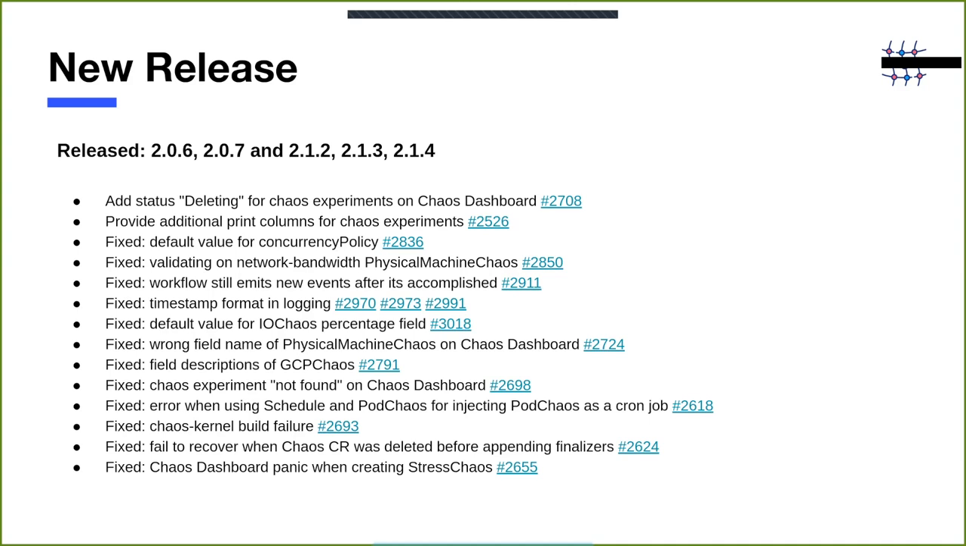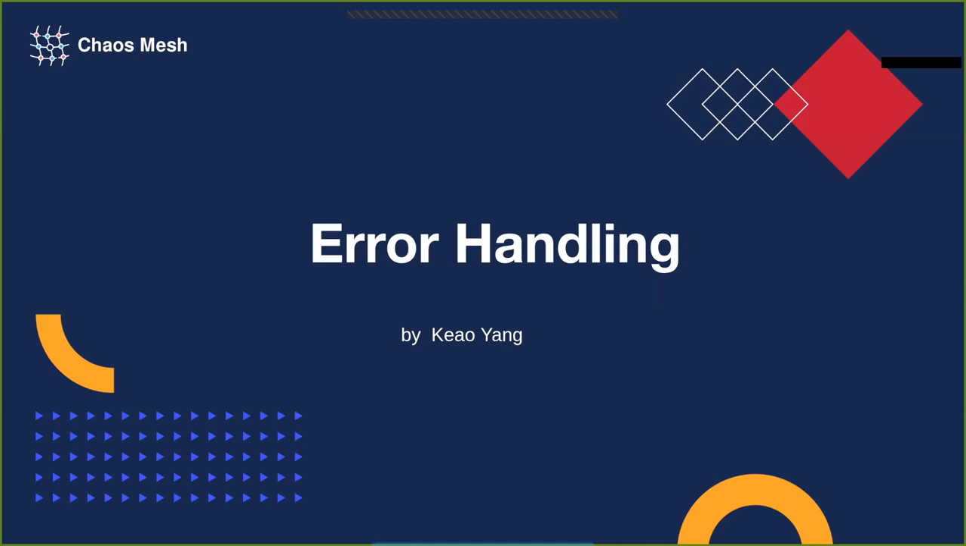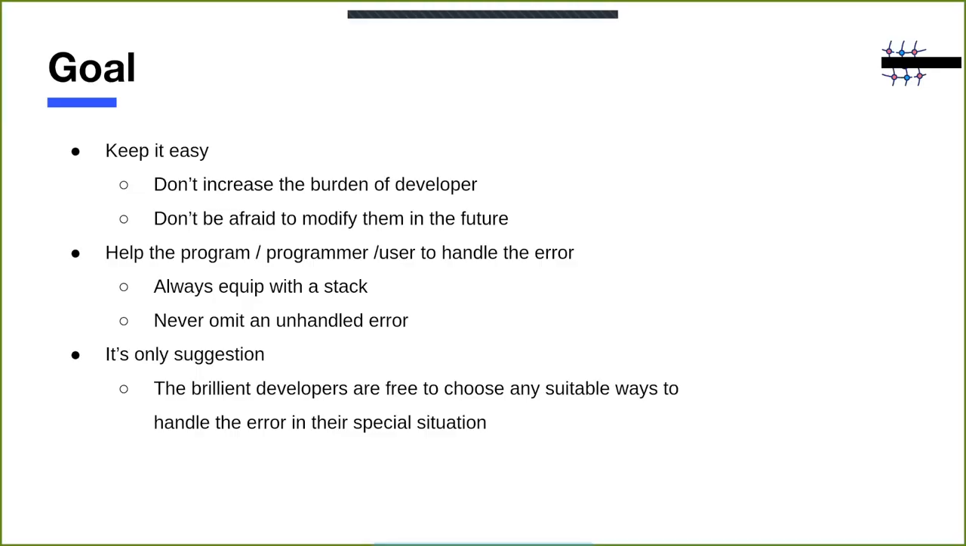Let me give you a brief introduction to the error handling pattern inside the Chaos Mesh. Before talking about the error handling, I would like to show our goals on drafting the suggestion. The first is to keep it easy. We don't want to increase the burden of developers and don't expect our developers to predict anything. I don't want them to predict whether the information is needed or whether this error will be asserted. Just don't be afraid. Make sure we will still have a chance to modify the error handling part in the future.